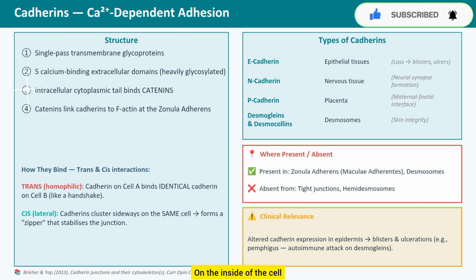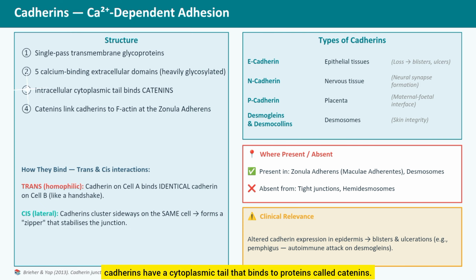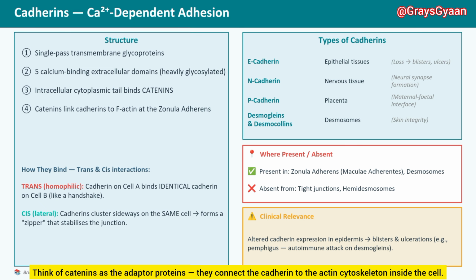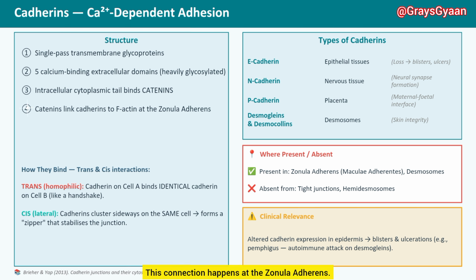On the inside of the cell, cadherins have a cytoplasmic tail that binds to proteins called catenins. Now, what are catenins? Think of catenins as the adapter proteins. They connect the cadherin to the actin cytoskeleton inside the cell. This connection happens at the zonula adherens. So the chain is cadherin, catenin, F-actin. That's how the junction is anchored.